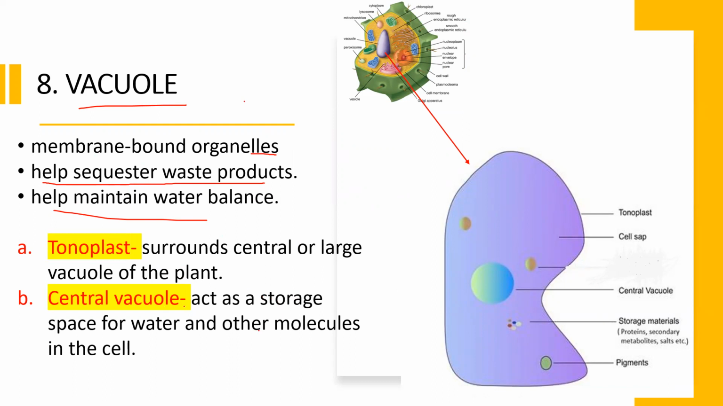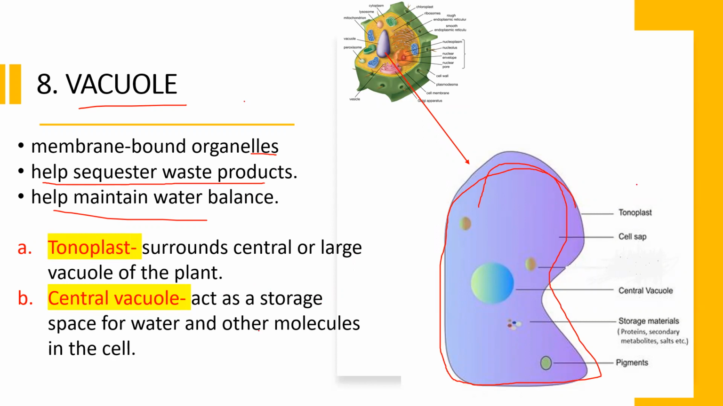Okay? So, tonoplast. Anong ibig sabihin ng tonoplast? So, the tonoplast surrounds the central or large vacuole of the plant. So it protects the vacuoles of the cell, that is the so-called tonoplast. So the tonoplast also actively pumps potassium, okay, into and out of the vacuole.